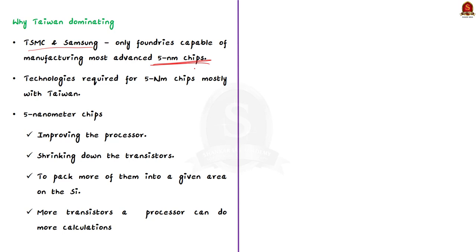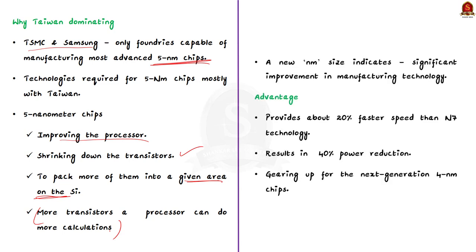Now, coming to the question, what is this 5 nanometer chip? See, reducing the size of a processor is done to improve the efficiency of processors. Typically, this means shrinking down the size of the transistors. This is to allow the companies to pack more of the transistors into a given small area of the chip. That is, when there are more transistors, a processor can do more calculations. Thus, a small nanometer size indicates that there has been a significant improvement in the manufacturing technology.